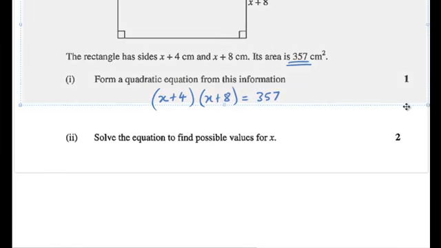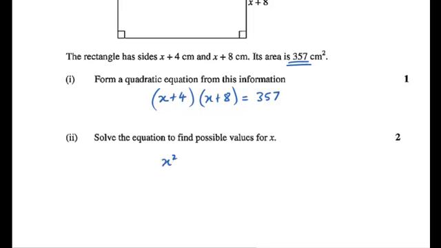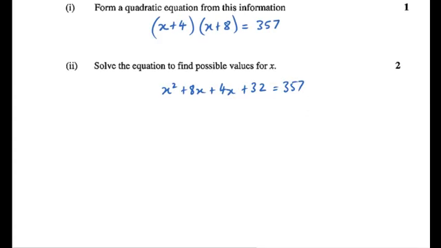Solve the equation to find possible values for x. Alright, so before I solve it, I need to expand this bracket. So x times x is x squared, x times 8 is 8x, x times 4 is 4x, 4 times 8 is 32, and that equals 357. I also need to simplify my like terms and get the 357 onto the left so that the equation is equal to 0. So I have x squared plus 12x plus 32 minus 357 is negative 325, which equals 0.